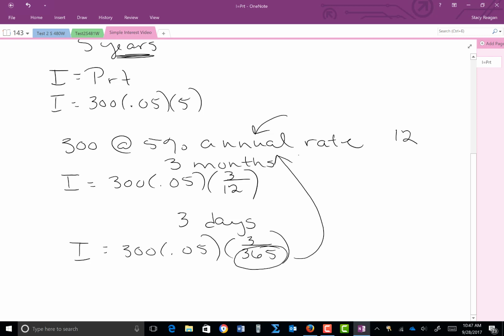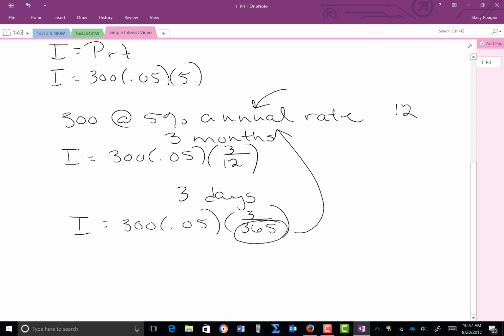If it gives it to you as an annual rate, but you're only doing it for days or you're doing it for months, you need to make sure that you take that into account as you do the math.